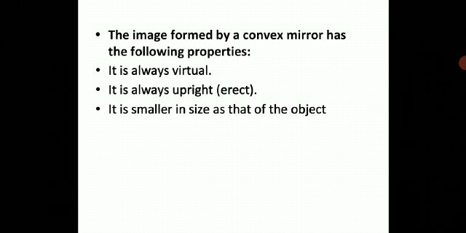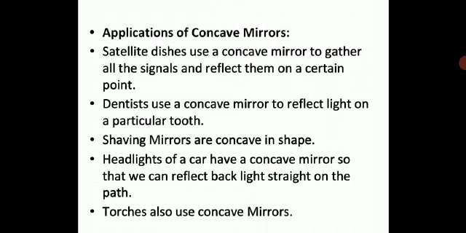The image formed by a convex mirror has the following properties. So let us see the convex mirror now. It will always be virtual. It is always upright, that is erect, not inverted, and it is always smaller in size than the object. So the size of the image will be smaller than that of the object. These are the properties of the image formed by a convex mirror. I hope you are writing, children.